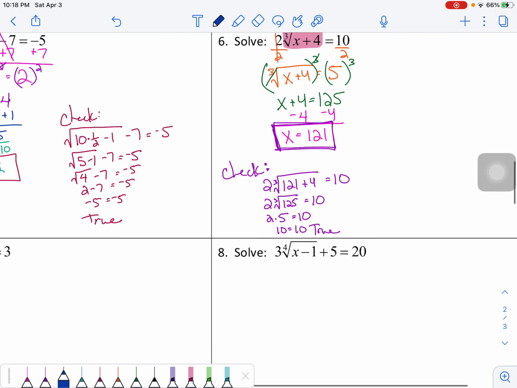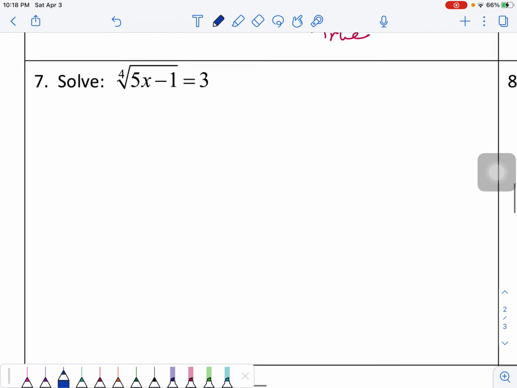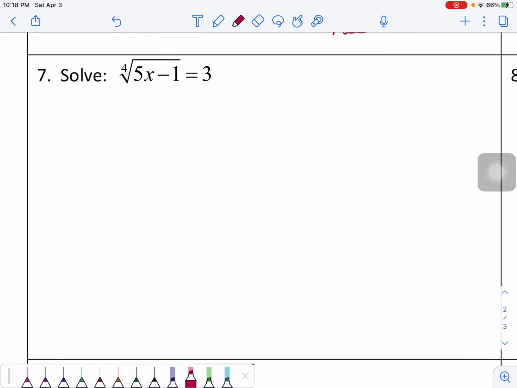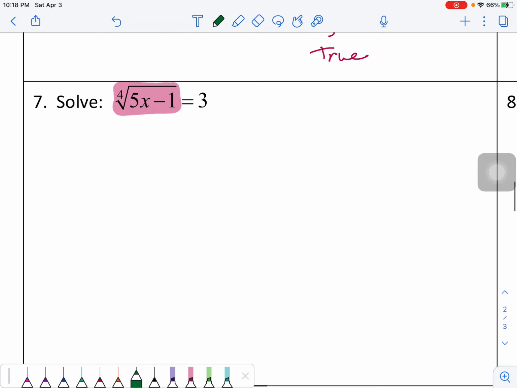All right, let's slide on over to problem number 7 here. If we look at this, we've got the 4th root of 5x minus 1. There's nothing else on the same side as that expression. So we're just going to jump right into eliminating the 4th root. The opposite operation to a 4th root is a 4th power. So I'm going to take the 4th power to both sides. 4th power and 4th root cancel.